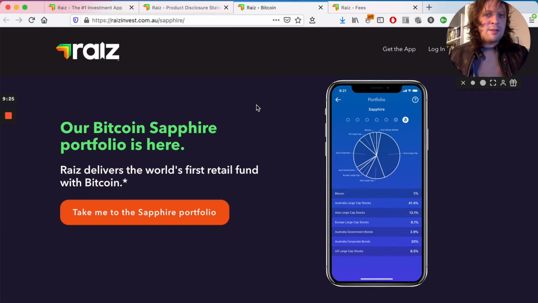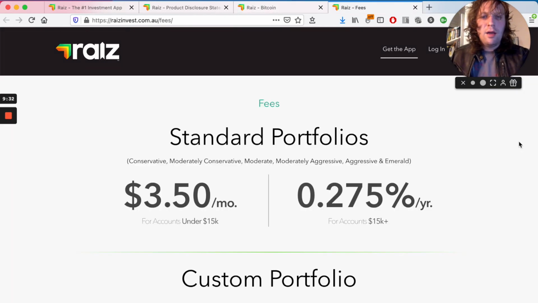So although Raiz does make it easy to invest, it of course charges you for the privilege. So let's have a look at Raiz's fees. Raiz will charge you $3.50 a month if your account is at $15,000 or under. So that adds up to $42 a year. If your account is over $15,000, it charges you 0.275% on your total account balance for the year.